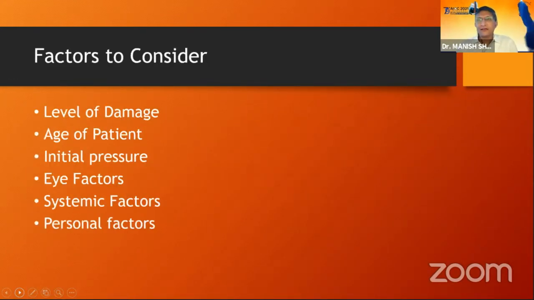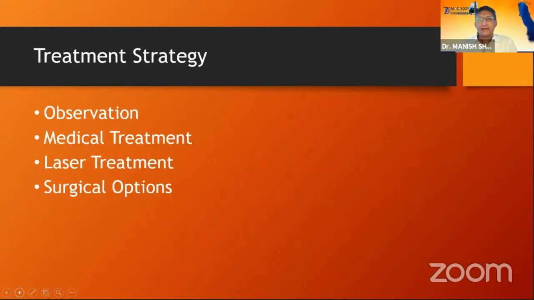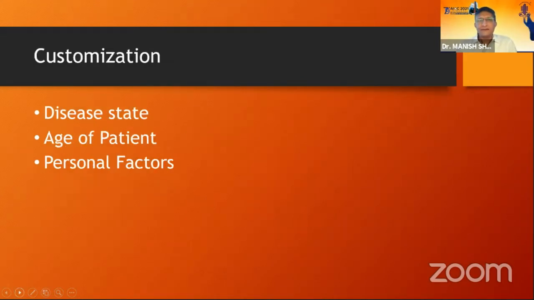What are the factors you will take into account when you are designing your strategy? Definitely the level of damage which you are going to get from the visual field and optic disc evaluation, the age and the expected life expectancy of that patient, initial IOP at which the damage occurred, factors pertaining to the eye itself, systemic factors and personal factors you have to keep in mind. The strategy you can come out with could be observation, medical treatment, laser treatment, or surgical options. So you are going to arrive at something. The key to the right strategy is customization.